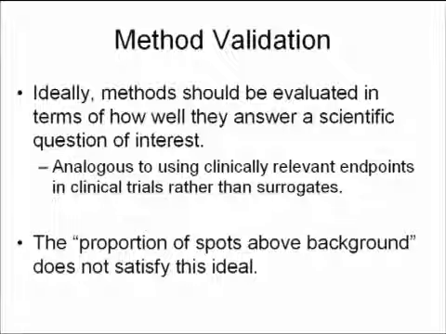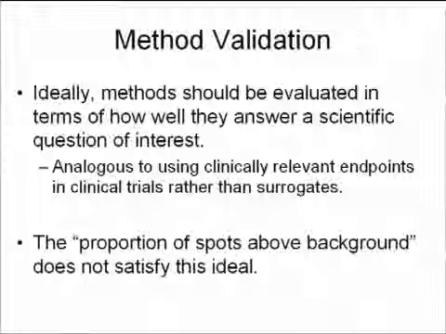So how would we test this hypothesis? If I assert that this is a property of a good RNA, how do we evaluate that? So just a few thoughts on method validation. I think ideally methods should always be evaluated in terms of how well they answer a scientific question of interest. And I don't think that just simply looking at the proportion of spots above background is very close to that ideal. I think it's analogous to using a surrogate marker in a clinical trial rather than a clinically relevant endpoint. Sort of a loose analogy there.